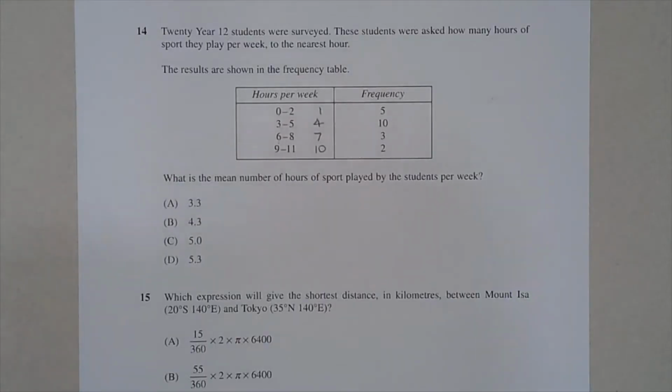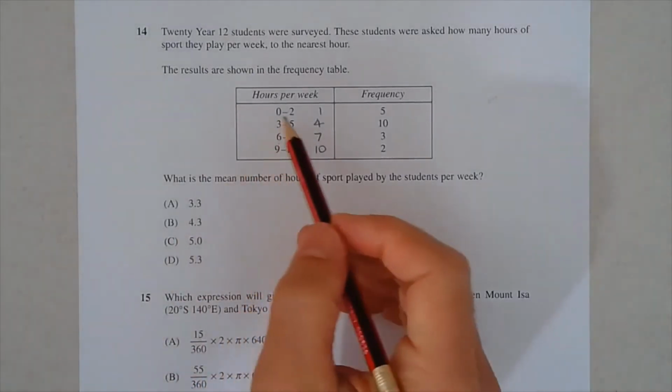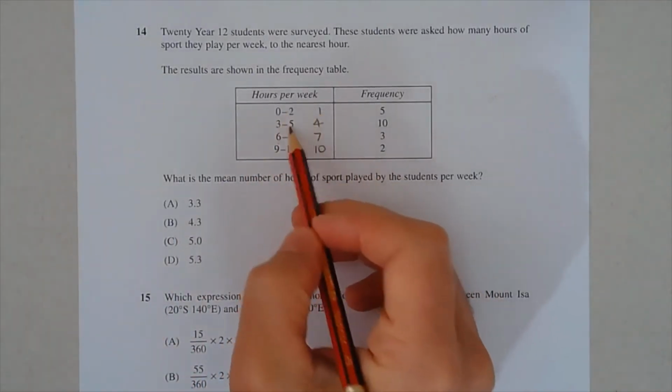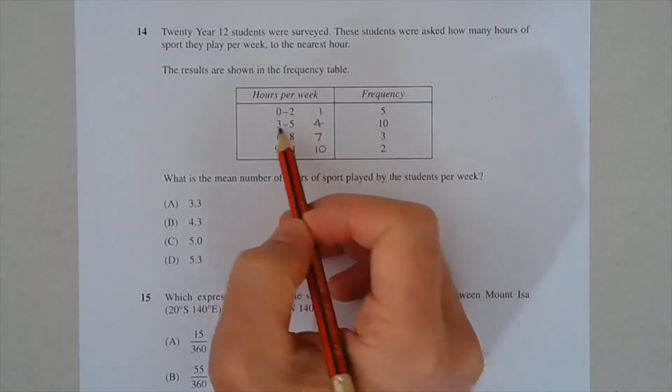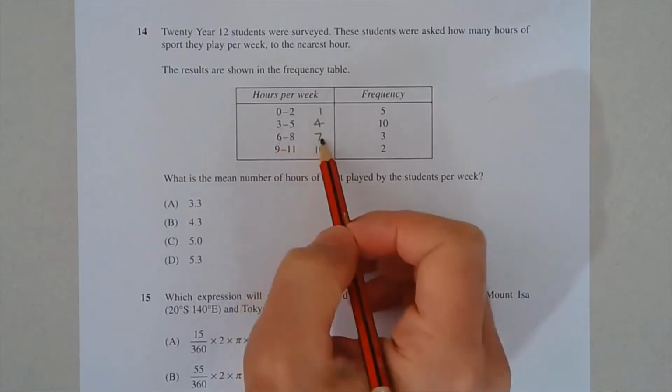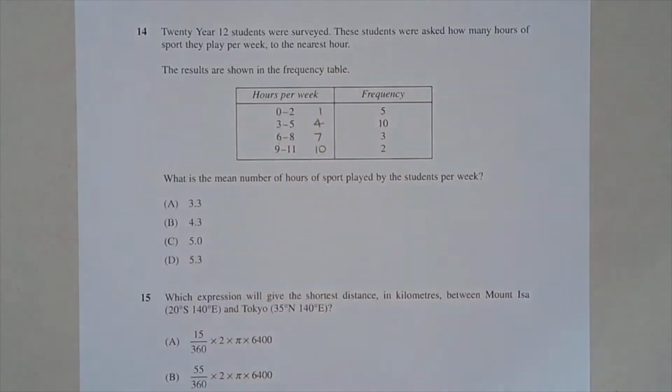Question 14. 20 Year 12 students were surveyed. These students were asked how many hours of sport they play per week to the nearest hour. The results are shown in the frequency table. What is the mean number of hours of sport played by the students per week? Now, because we're dealing with class data, we need to find the midpoint of each of the classes first. So the midpoint of 0 and 2 is 1, the midpoint of 3 and 5 is 4, 6 and 8 is 7, and 9 and 11 is 10.